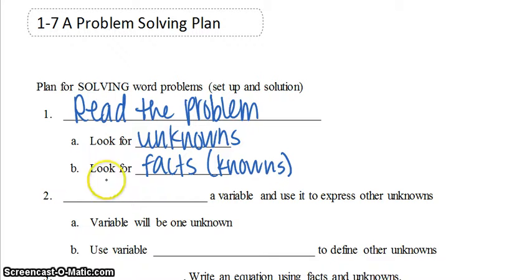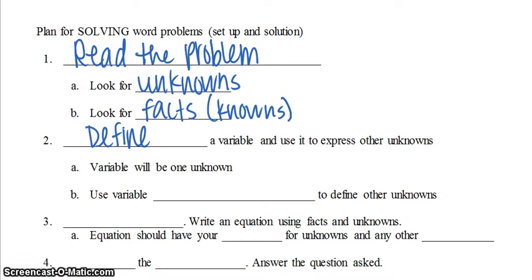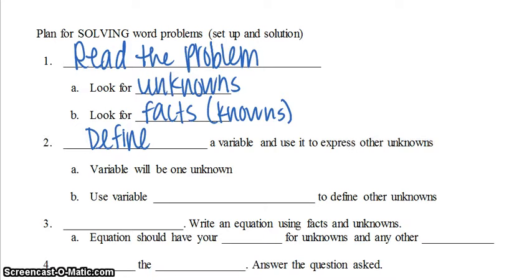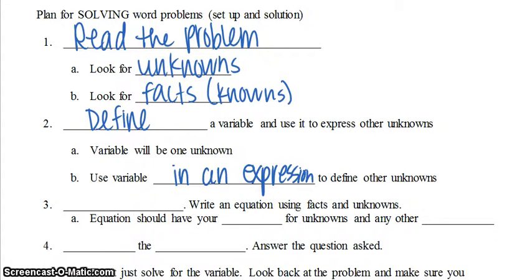Step 2 is you're going to define a variable, which we should be getting used to. Define a variable and use it to express other unknowns. Your variable will be one unknown, and then you're going to use the variable in an expression to define other knowns. So you're only going to use one variable for one unknown, and to find the other ones, you're going to have to manipulate it. You can't just use a new variable. Can't do that. Kind of what we've been doing.